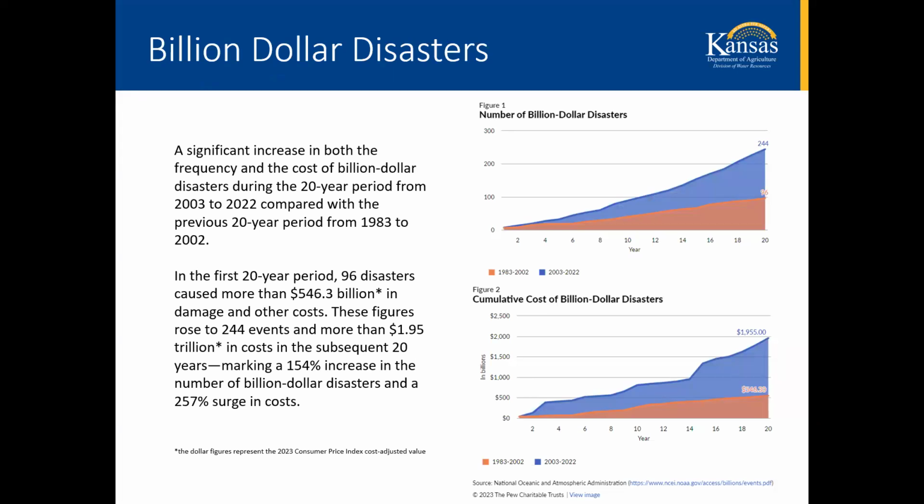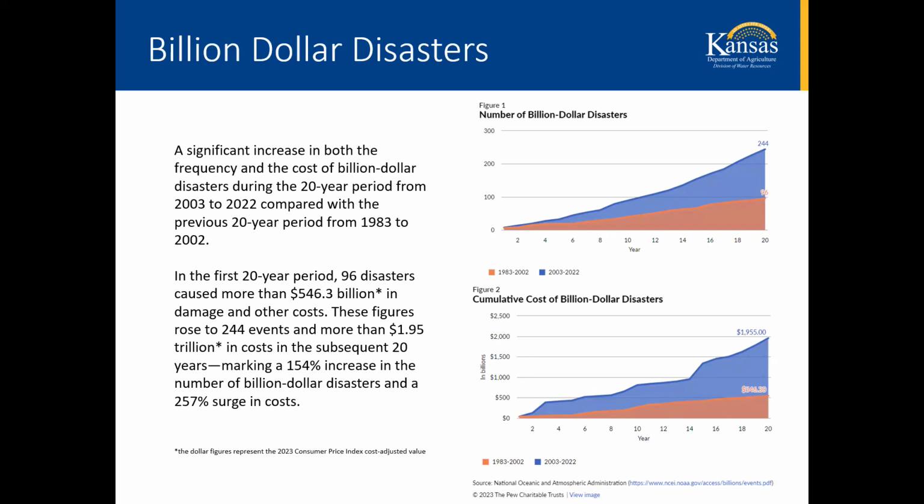And so just continuing with more billion-dollar disasters. This is something that has been increasing over the last several decades. We've had a significant increase in both the frequency and the cost of disasters. We have the graph here that shows 2003 to 2022 compared to the previous 20-year period from 1983 to 2002. You have 1983 to 2002 there in red, and then 2003 to 2022 in blue. And so it's just gone up pretty exponentially.